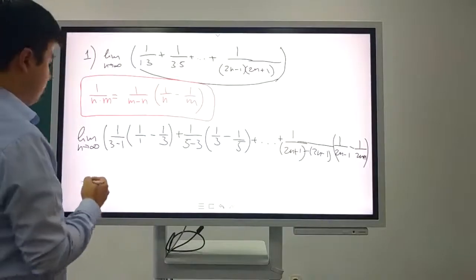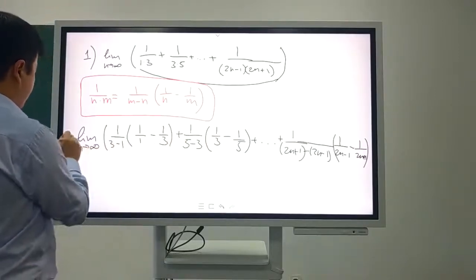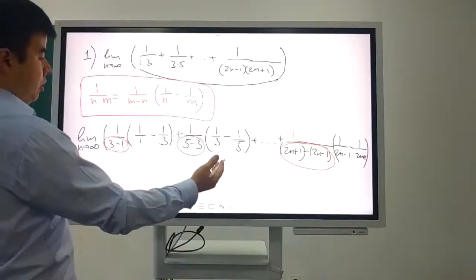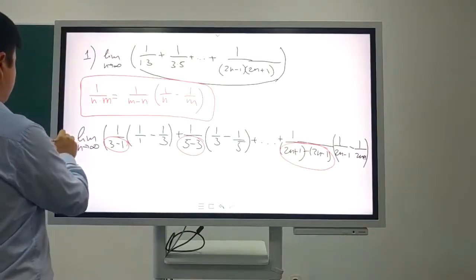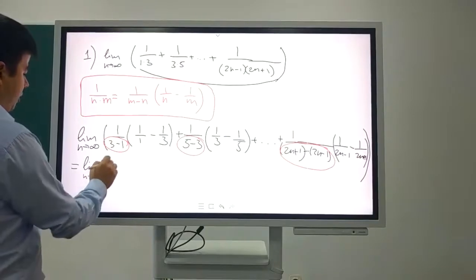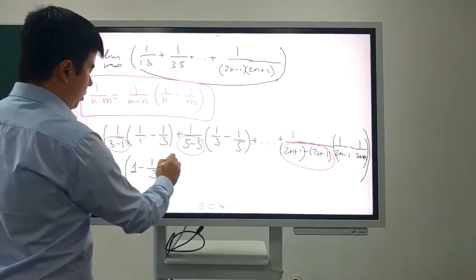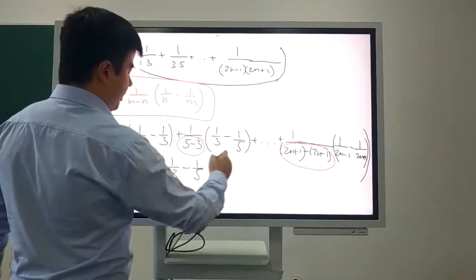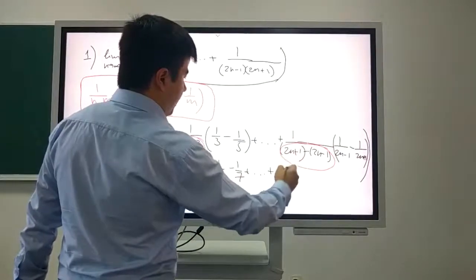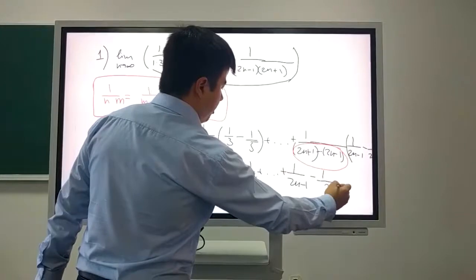So, and now we have the following. What we get? The difference is 2, here also 2. So now we can factorize this expression. If we factorize it, we have 1 over 2, limit n tends to infinity, 1 over 2 times: 1 minus 1 over 3, next one 1 over 3 minus 1 over 5, and the next one would be, for example, plus 1 over 5 minus 1 over 7, etc. And the last one is 1 over 2n minus 1 minus 1 over 2n plus 1.